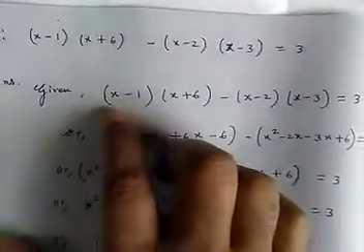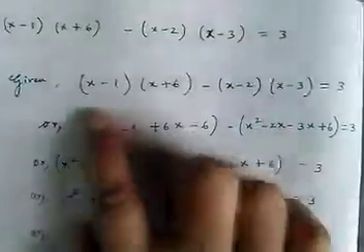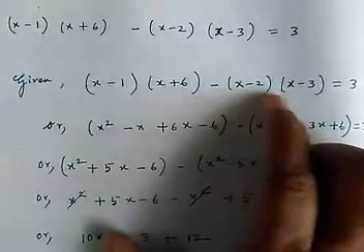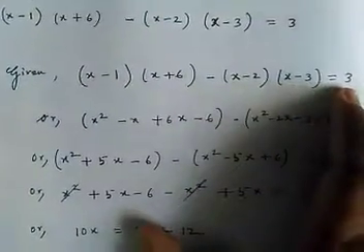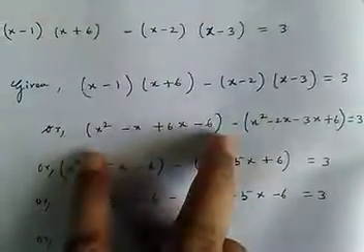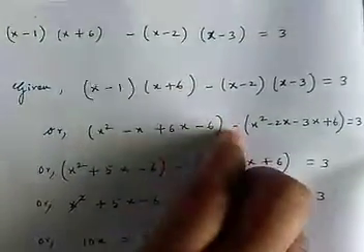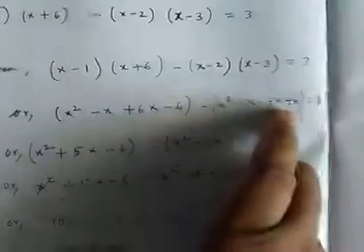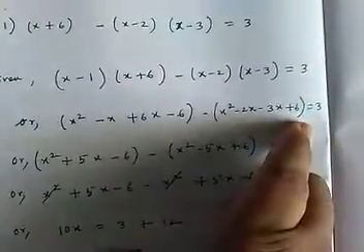Let's take another sum. First of all, we're going to write that question. What is the question? x minus 1 into x plus 6 minus x minus 2 into x minus 3 is equal to 3. Now these two brackets will be multiplied, and the product will be kept in one bracket. After that, this minus will come here. These two brackets will be multiplied, and the product will be kept in another bracket. This 3 will be on the right hand side.